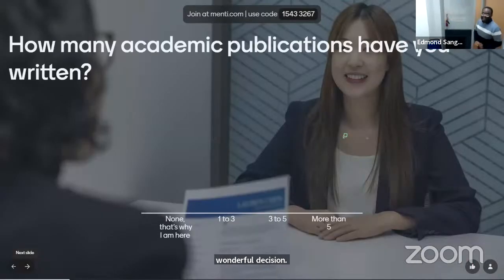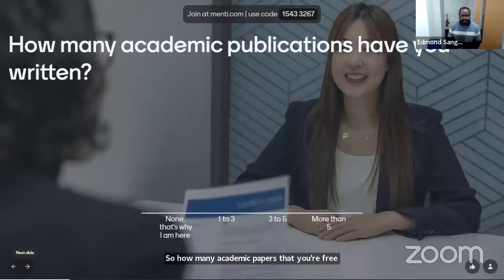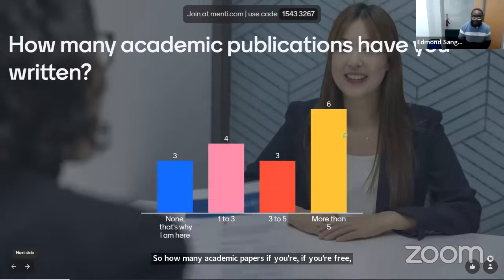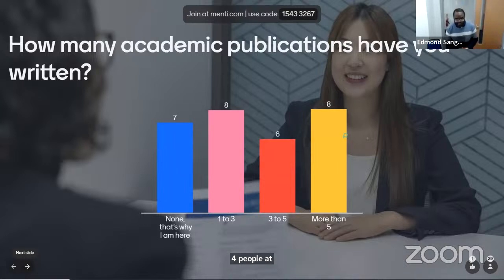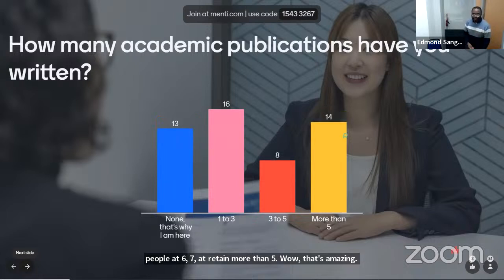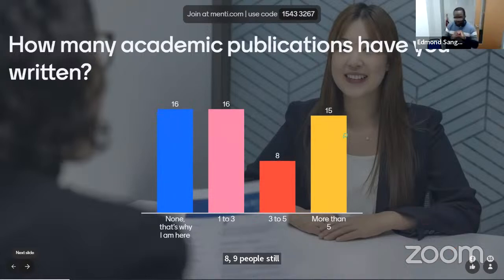So how many academic papers have you written? If you have written any academic papers, how many have you written? 4 people, 6, 7 have written more than 5. Wow, that's amazing. 8, 9 people still climbing. We haven't written anything. That's okay.